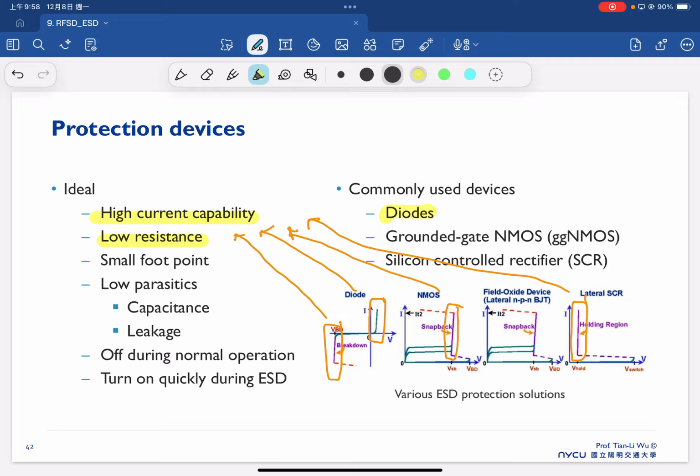And also we have another one called the grounding gate NMOS, where we try to ground the gate. If we ground the gate, it will also work as a diode, as a diode transistor. And we also have the silicon control rectifier. So these are the three most commonly used devices for ESD protection solutions.